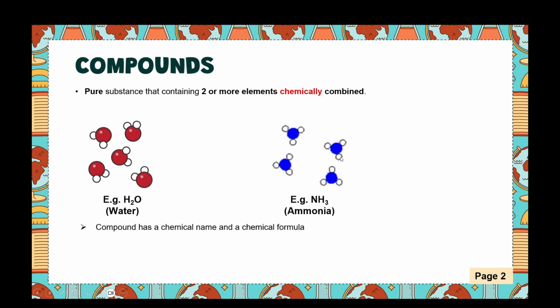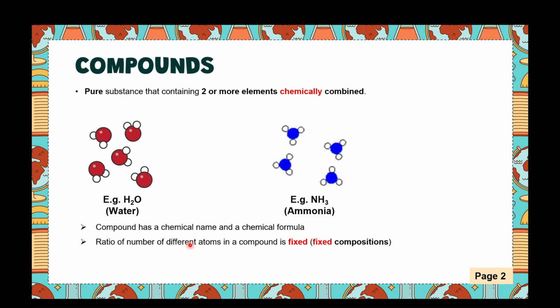On the other hand, on the right, we have one blue circle with three white circles. This could be an example of, let's say, ammonia, whereby there is only one nitrogen atom and three hydrogen atoms. Therefore, this blue circle could have represented the single nitrogen atom, and these three white circles could have represented the three hydrogen atoms. So, a compound has a chemical name, and in this case, the chemical names are water and ammonia respectively. And the chemical formulas they have are H2O and NH3 respectively.